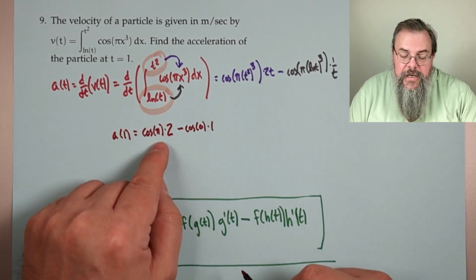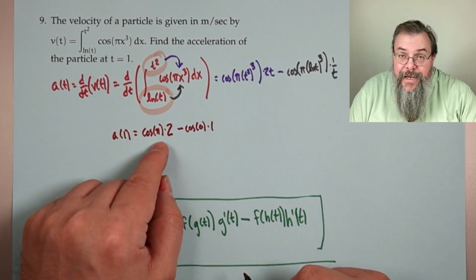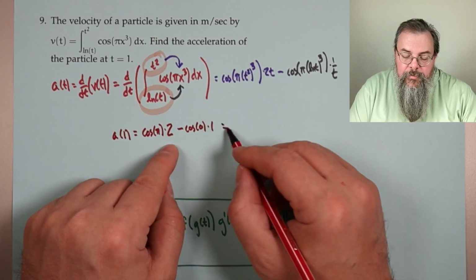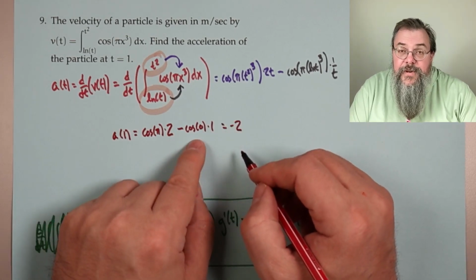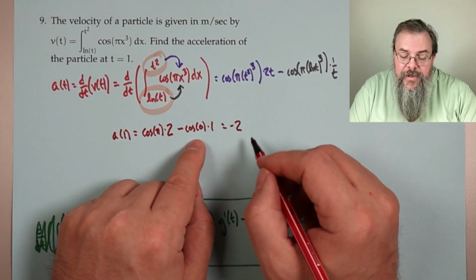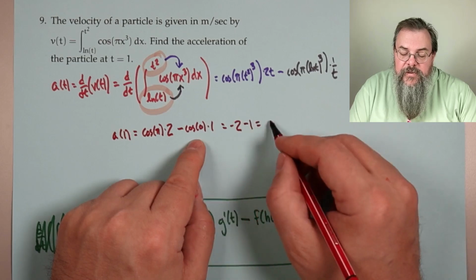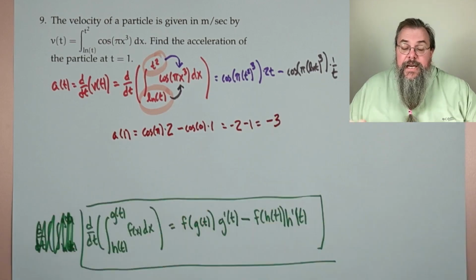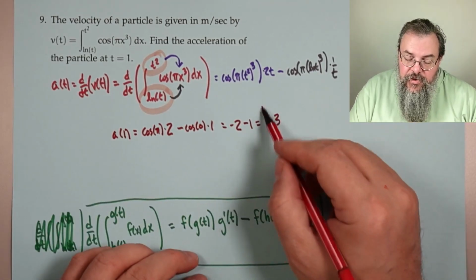Now cosine of pi also goes by negative 1. So this is really minus 2. Cosine of 0 is positive 1. So minus 1, which gives us minus 3. That's our answer. So great.